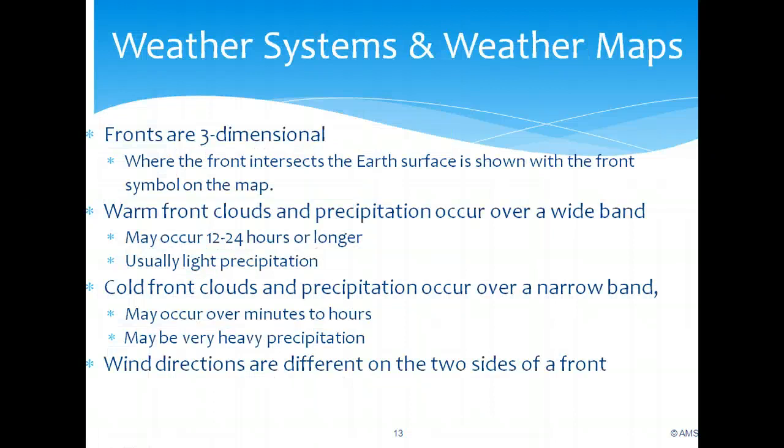Fronts are very, very complex weather components, and the next 3 slides or so will give you some indication as to some of the characteristics of fronts, such as being three-dimensional and precipitation builders, etc. So take a look at these next few slides and look those over, because they've got some detail about fronts, and that will be important to us down the road.